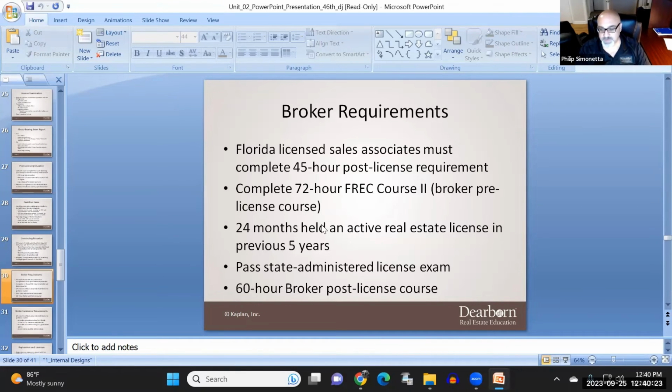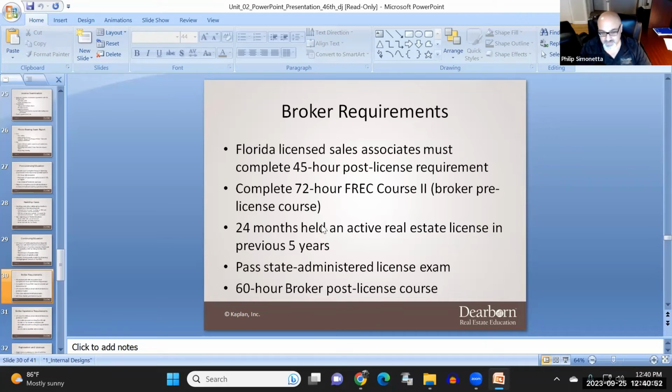Now, what are the broker requirements? So that's the agent requirements. What are the broker requirements? The Florida sales associate must complete the 45-hour post-licensing course. You must have that done for your first renewal. Then you must complete the 72-hour broker course. That's the FREC course 2. This is FREC course 1. That's the pre-licensure, like this is the sales pre-license.